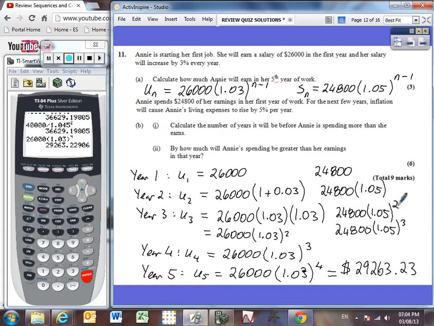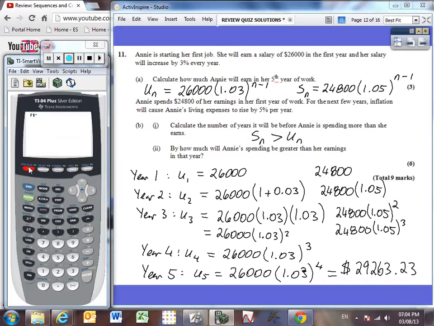So we need to calculate the number of years it will be before Annie is spending more than she earns. In other words, when is the amount that she is spending more than the amount that she is earning? Alright, one way I can do this is by going to my y equals and putting in each of these equations. I'm going to first put in the Sn, which is 24,800 times 1.05 to the power of x. And then I'm going to put in my un, what she's earning, which was 26,000 times 1.03 to the power of x.